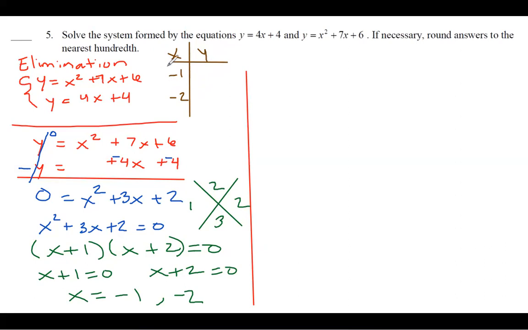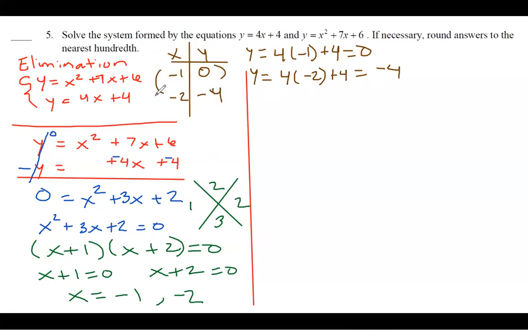So whenever x equals -1, what is the value of y? Which one do you guys want to use? Equation 1 or 2? 2? Okay, so then no worries. So we have y equals 4 times -1 plus 4. 4 times -1 is -4. Plus 4 is 0. So this is at -1, 0. Y equals 4 times -2 plus 4. So 4 times -2 is -8 plus 4, -4. So this value is -4. So what are my coordinates? -1 and 0, -2 and -4.